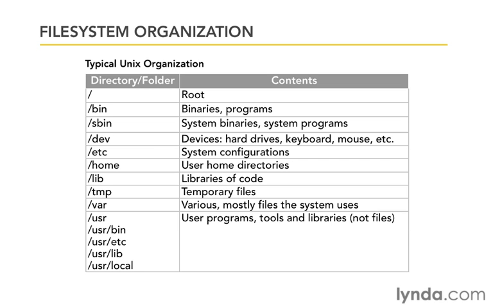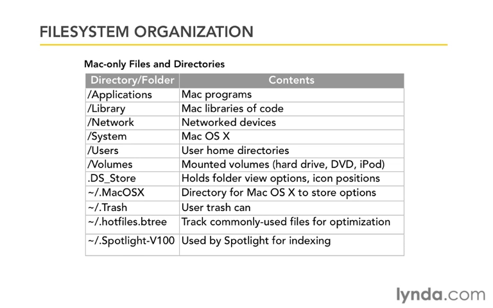Most flavors of Unix are going to adhere to this basic structure. They may make small changes here and there, maybe add a folder, take away a folder, but it's basically the same file structure and for putting things in the right place. On the Mac, though, there's some additional files that you should know about. Most of them are probably familiar to you. There's applications, library, network, system, users, and volumes. And it's kind of self-explanatory what all of those are.